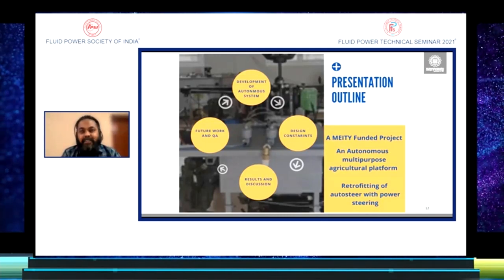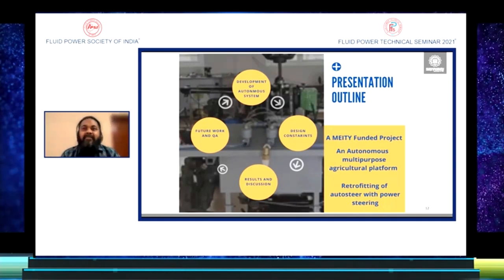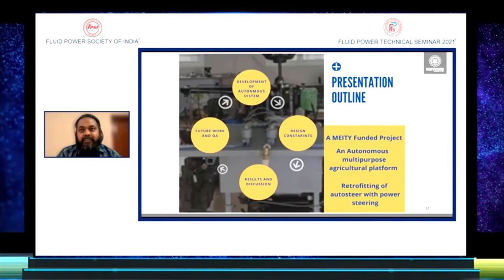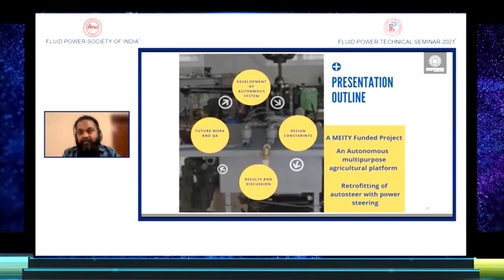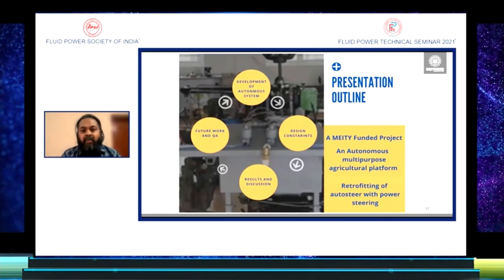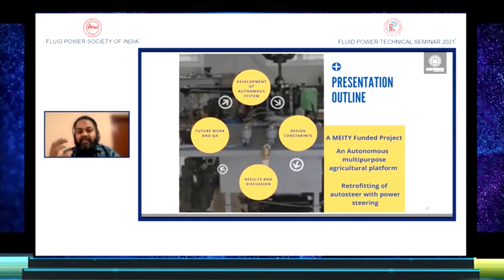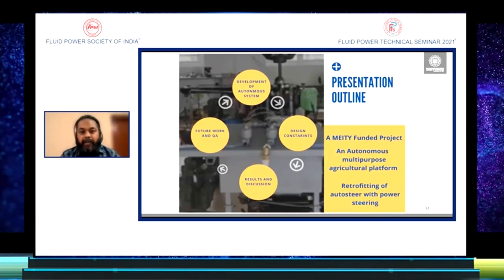So here what we are doing is, we are using an IC engine powered vehicle and trying to retrofit it with our auto steering. With the given boundary, if we can define the boundary, we can go and develop it. So the presentation is mainly on the design constraints, the resultant discussion and future work. This is what we wanted to go ahead with.